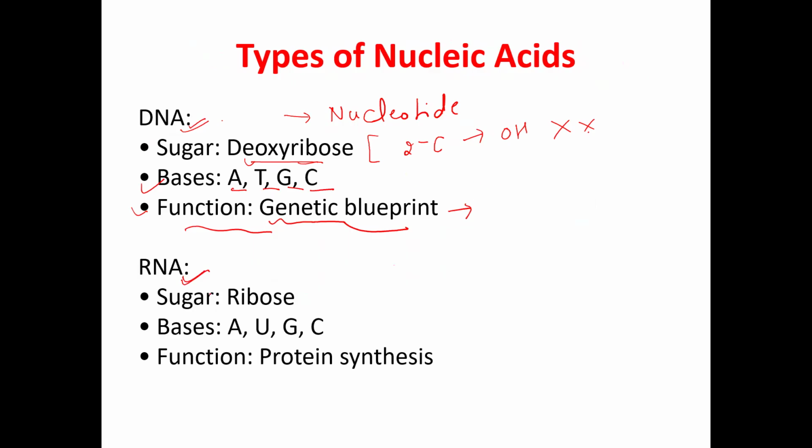Coming to RNA, the sugar present in RNA is ribose. It means it has a hydroxyl group on the second carbon. The base composition is adenine, guanine, cytosine, and uracil. In place of thymine, uracil is present, so thymine is absent in RNA. The function of RNA is protein synthesis. RNA plays a vital role in protein synthesis and carries messages from DNA to the ribosome.